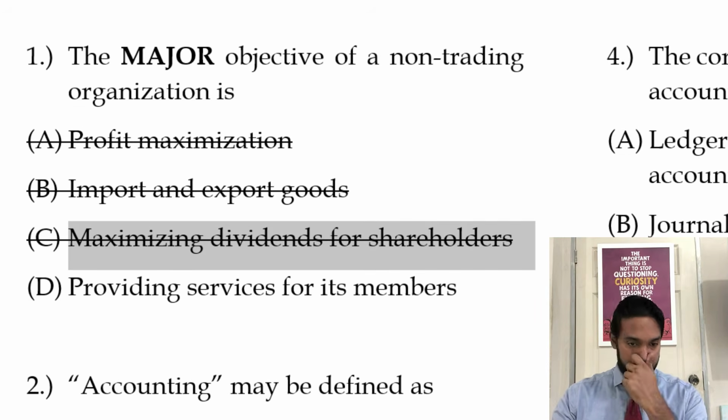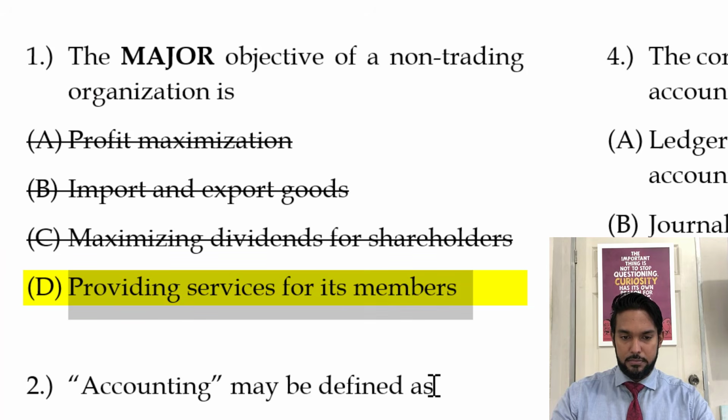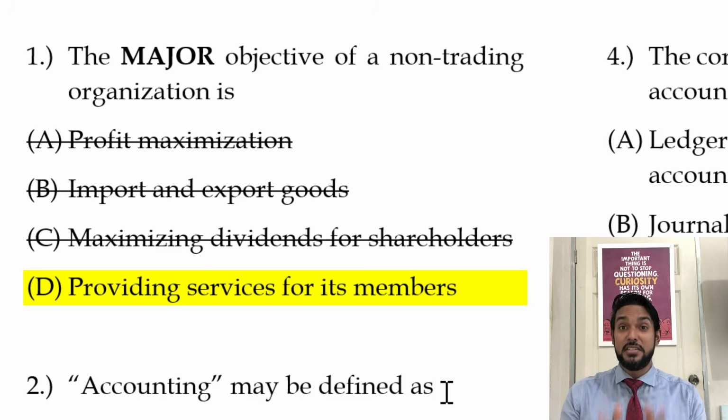Sorry about the scrolling up and down. All right, so providing services for its members, yes, let's go with that one. Where did the blue come from? I don't know. Sorry. All right, so providing services for its members.